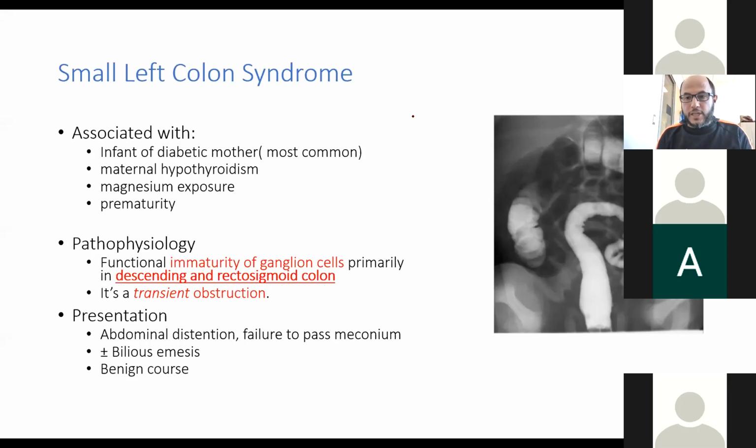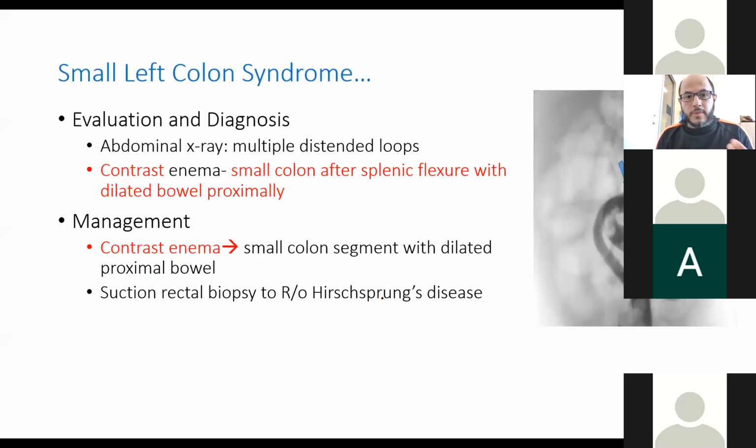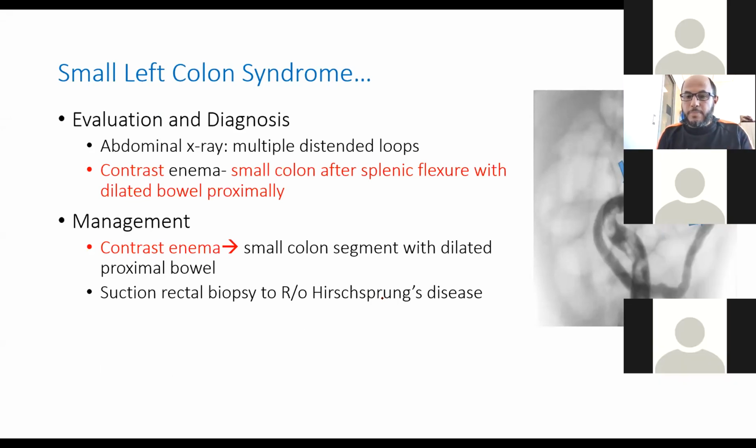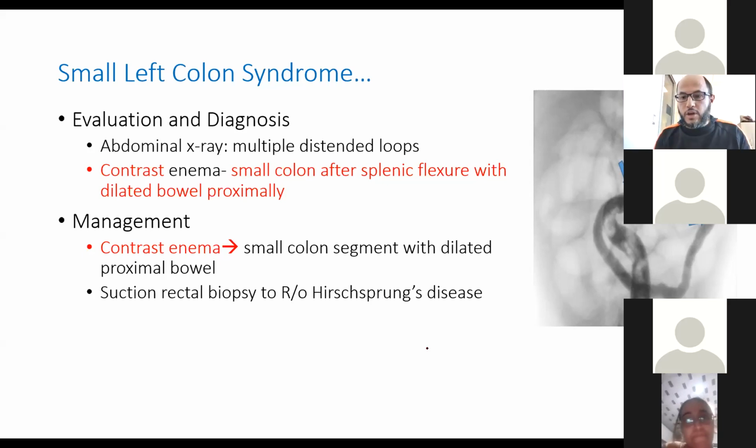It's transient obstruction. The baby presents like any obstruction: abdominal distension, bilious or non-bilious vomiting, failure to pass meconium. You do the barium or X-ray, multiple distended loops. With an infant of a diabetic mom, you do the contrast enema. On the contrast enema, you will see a small colon with dilatation proximal to the small colon. The colon is tiny, small. And that's usually on the boards, they love it.